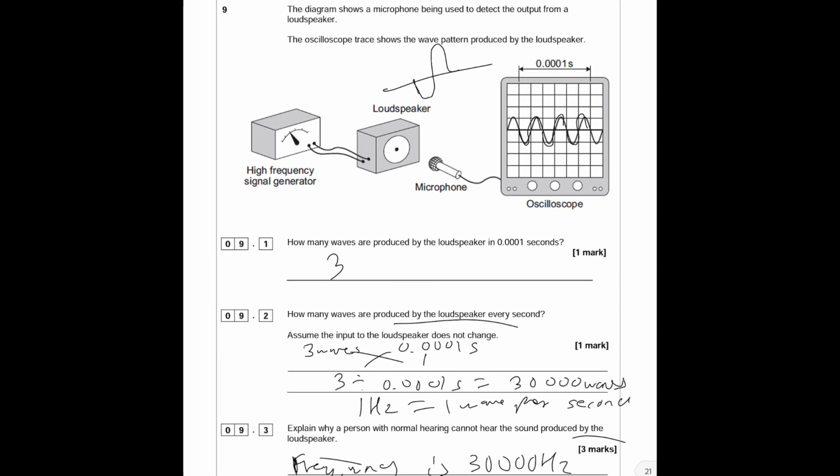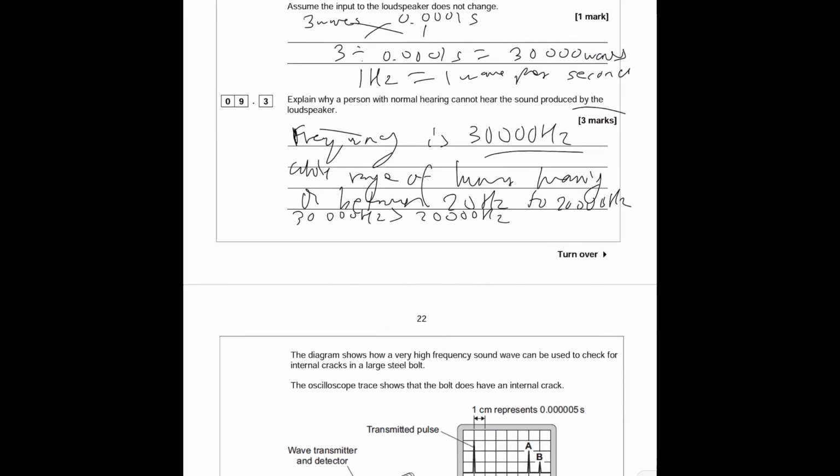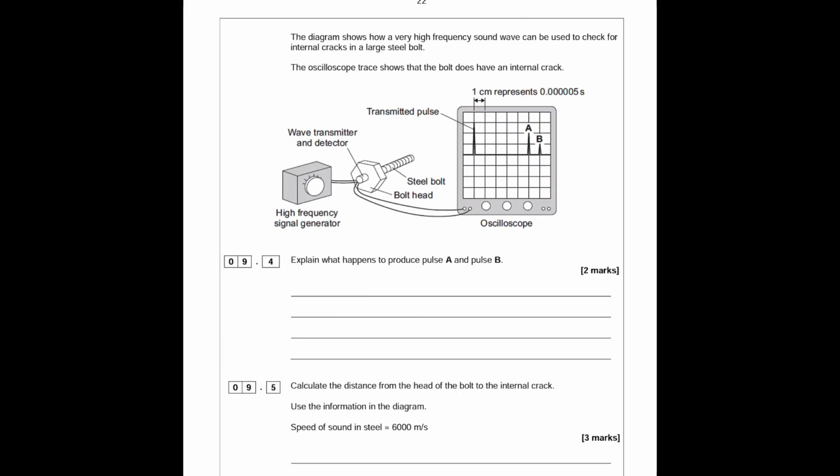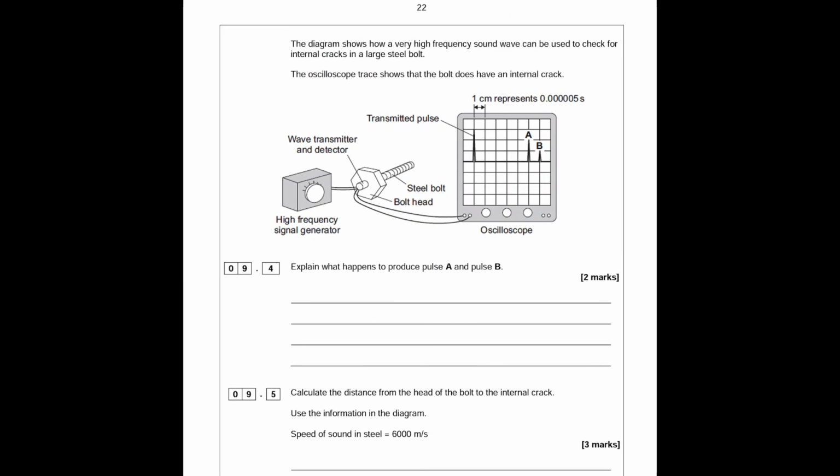While the range of human hearing is between 20 hertz to 20,000 hertz. So it just means that 30,000 hertz is greater than the human range of hearing, which is a maximum of about 20,000 hertz. Okay, so that's why a person with normal hearing cannot hear the sound produced by the loudspeaker.